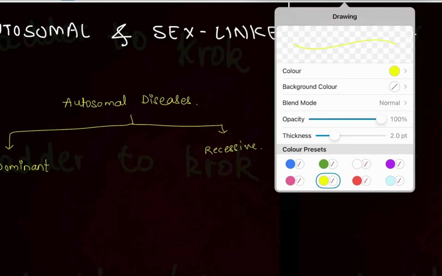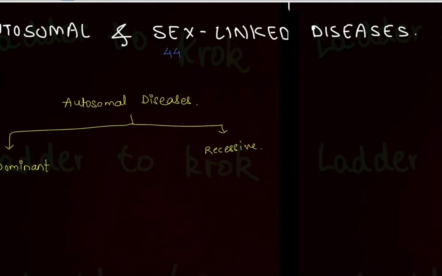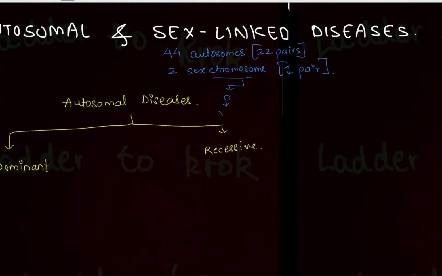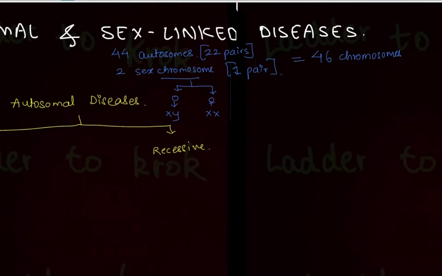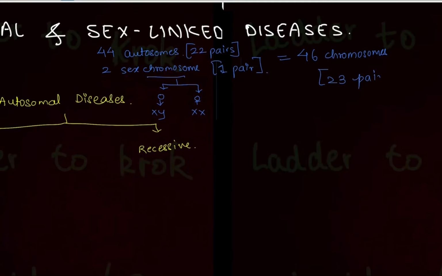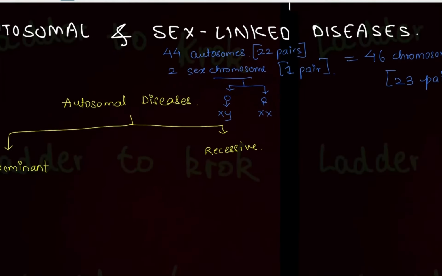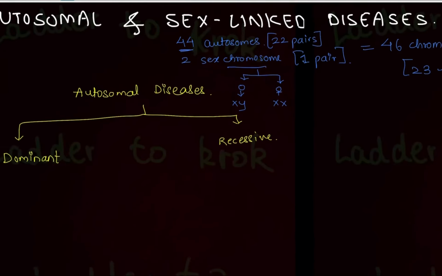Okay, so as we are already aware that we have 44 autosomes, that is 22 pairs, and we have 2 sex chromosomes, that is 1 pair. In males it is XY, in females it is XX, right? So together we have 46 chromosomes, or in pairs, we have 23 pairs of chromosomes, right? So autosomal diseases are related to these 44 autosomes. So any problem in these autosomes is related to autosomal diseases.